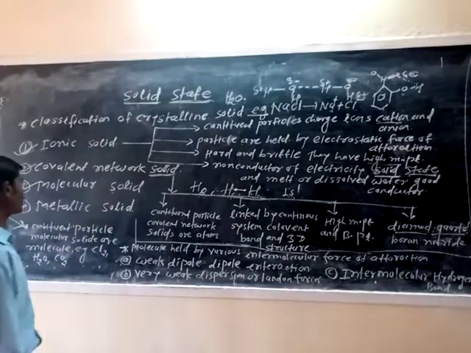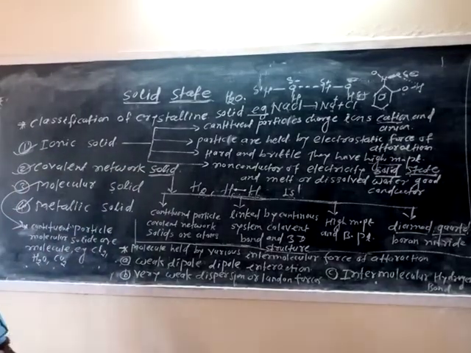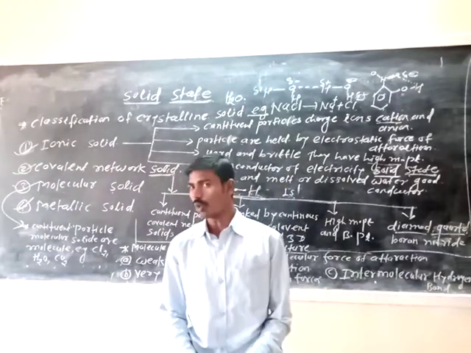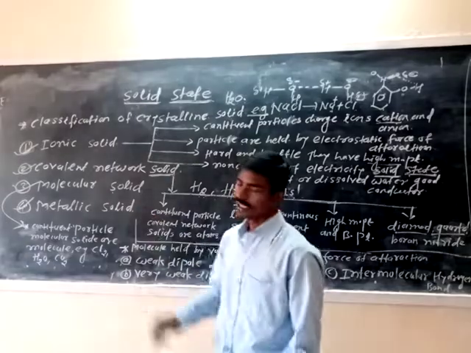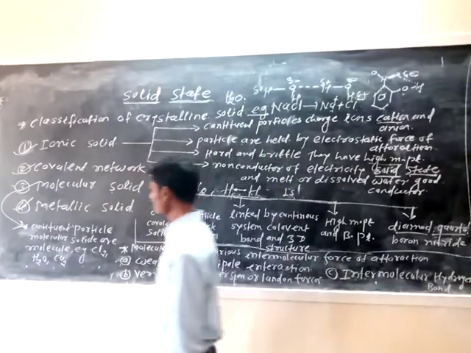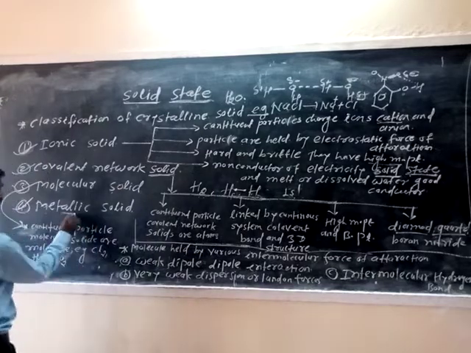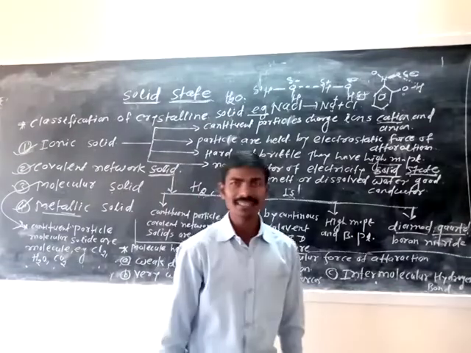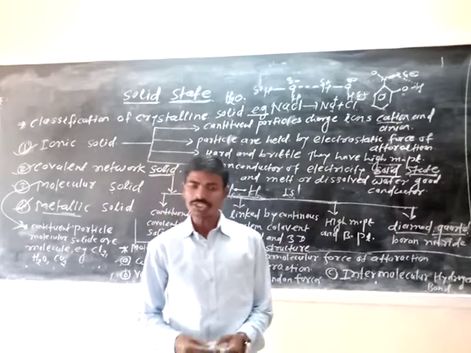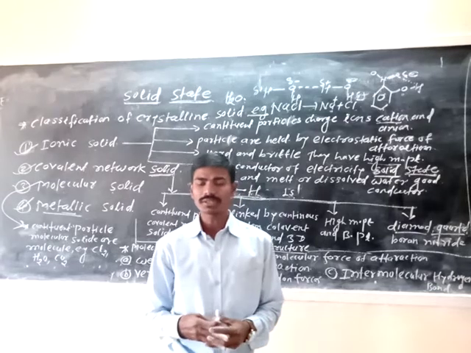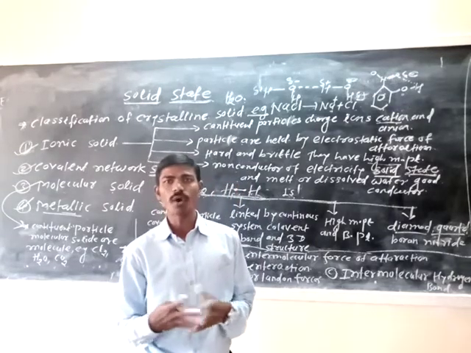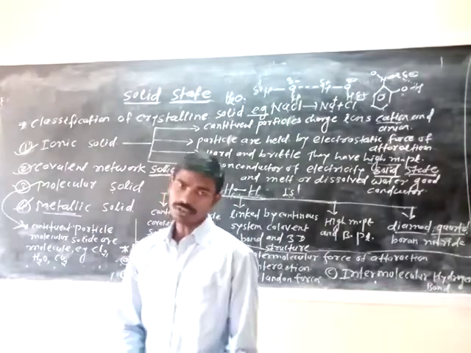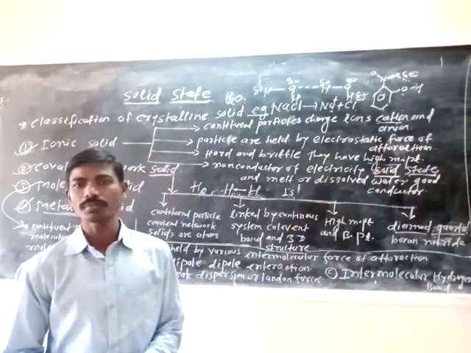The last type is the metallic solid. Metallic solids are formed by metallic bonds, and the metallic crystals have metal atoms as constituent particles. Metallic solids are good conductors of heat and electricity. Examples are sodium, potassium, lithium, calcium, copper, iron and cobalt.